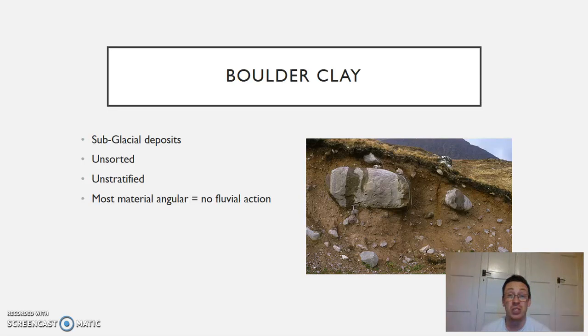And last, most of the material that we find as part of boulder clay is quite angular. Now, the important bit there is we can tell that this material has not seen much, if any, fluvial action. There's not been much, if any, rivers actually working on this material, transporting it, eroding it, and wearing it down from its quite angular condition.